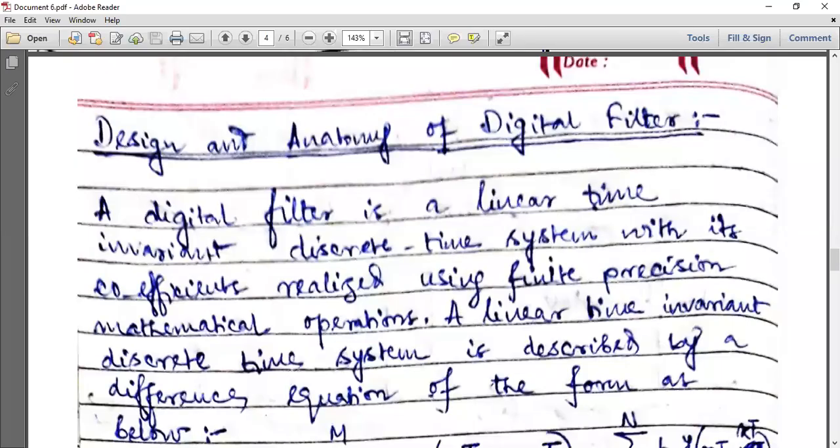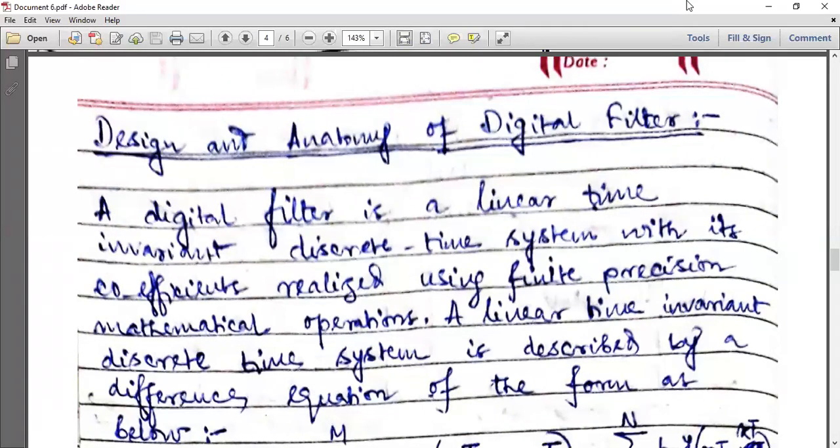So you see the heading is given: design and anatomy of digital filter. Anatomy is a biological word, I know, but how is it related to filters? It's purely engineering, so it's a different context. Why? Anatomy means the study related to the features, the external features. So you see, I've written, follow the note.